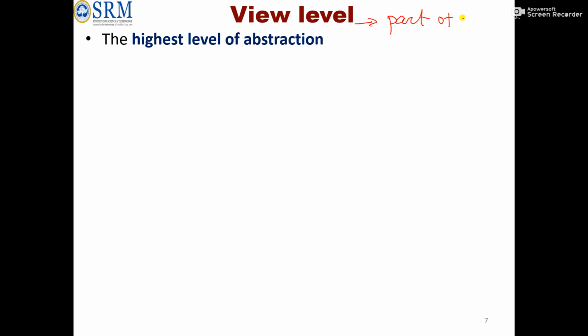And next is called the view level. The view level is used by the end users, which has the high level of abstraction. Also, this view level is performed only on part of the database, not the entire database. Why? What is the reason? Because every individual end user has their own role.